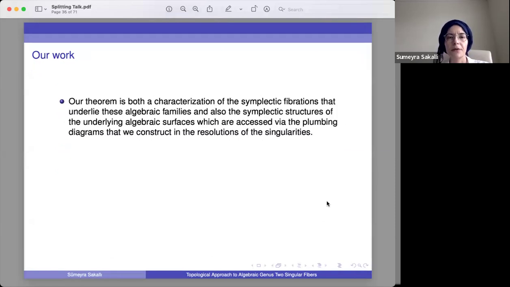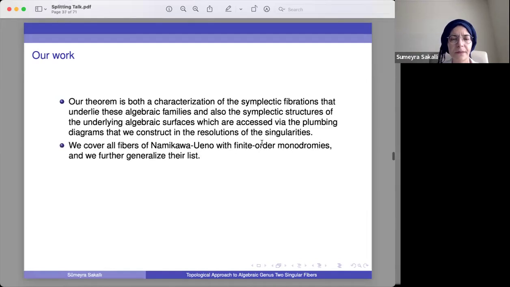And moreover, our theorem is giving both a characterization of the symplectic fibrations that underlie these algebraic families, and also the symplectic structures of the underlying algebraic surfaces, which we access via the plumbing diagrams that we construct in the resolutions of singularities. When we resolve the singularity, it gives us configurations of curves, as I just showed in some pictures, and we call them plumbing diagrams. And that is what I'm saying here.